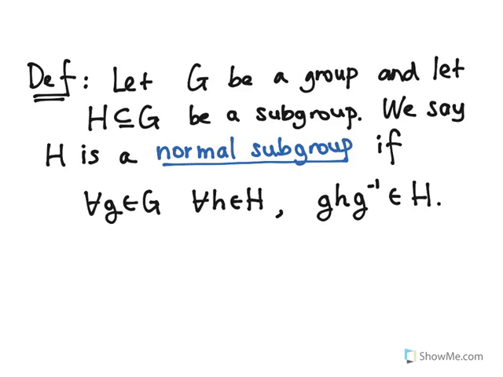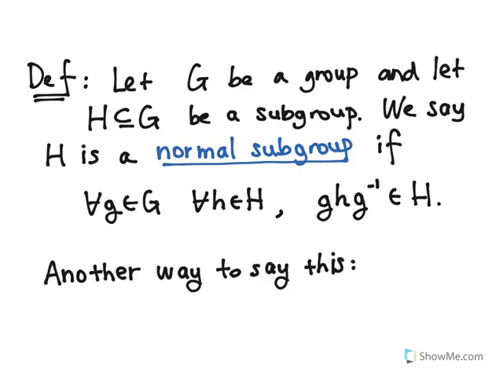So for this, let's let G be any group, possibly abelian, possibly not, and let H inside of G be any subgroup. Then we'll say H is a normal subgroup of G if the following condition holds. For any element lowercase g in the group, and for any element lowercase h in the subgroup, I want it to be the case that g h g inverse is an element of the subgroup H.